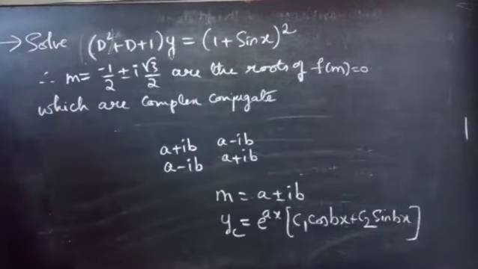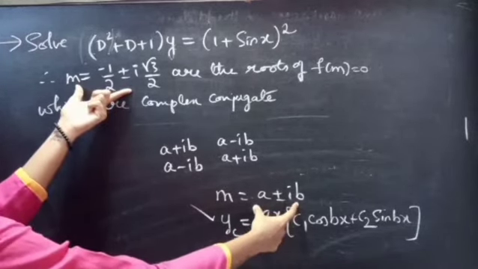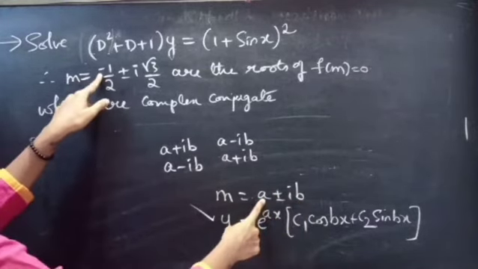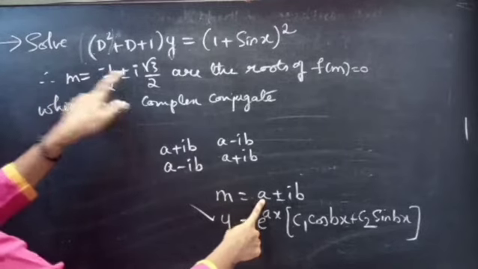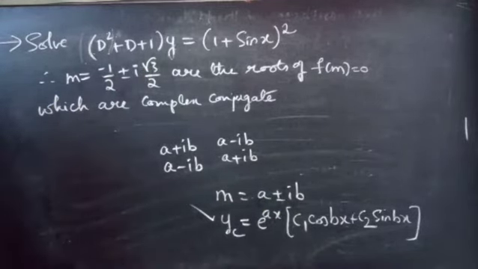Right? Now, let's write the complementary function using this formula. Just compare our roots with the formula, that is m equals a plus or minus ib. Then for a equals minus 1 by 2 and b equals root 3 by 2, we can write the complementary function.